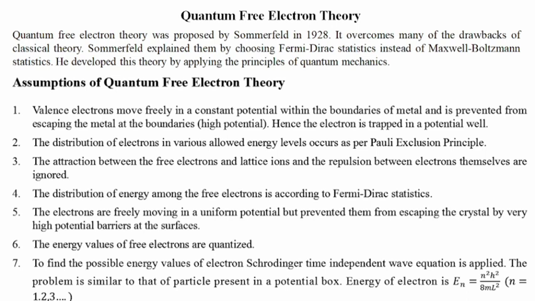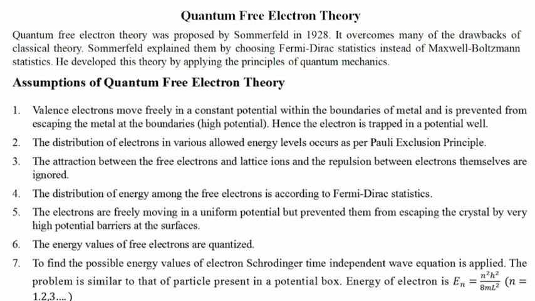The distribution of electrons in various allowed energy levels occurs as per Pauli's exclusion principle, and the attraction between the free electrons and lattice ions and the repulsion between the electrons themselves are ignored in this quantum free electron theory. And the distribution of energy among the free electrons is according to the Fermi-Dirac statistics because electrons are fermions. The electrons are freely moving in a uniform potential but prevented from escaping the crystal by very high potential barriers at the surfaces.